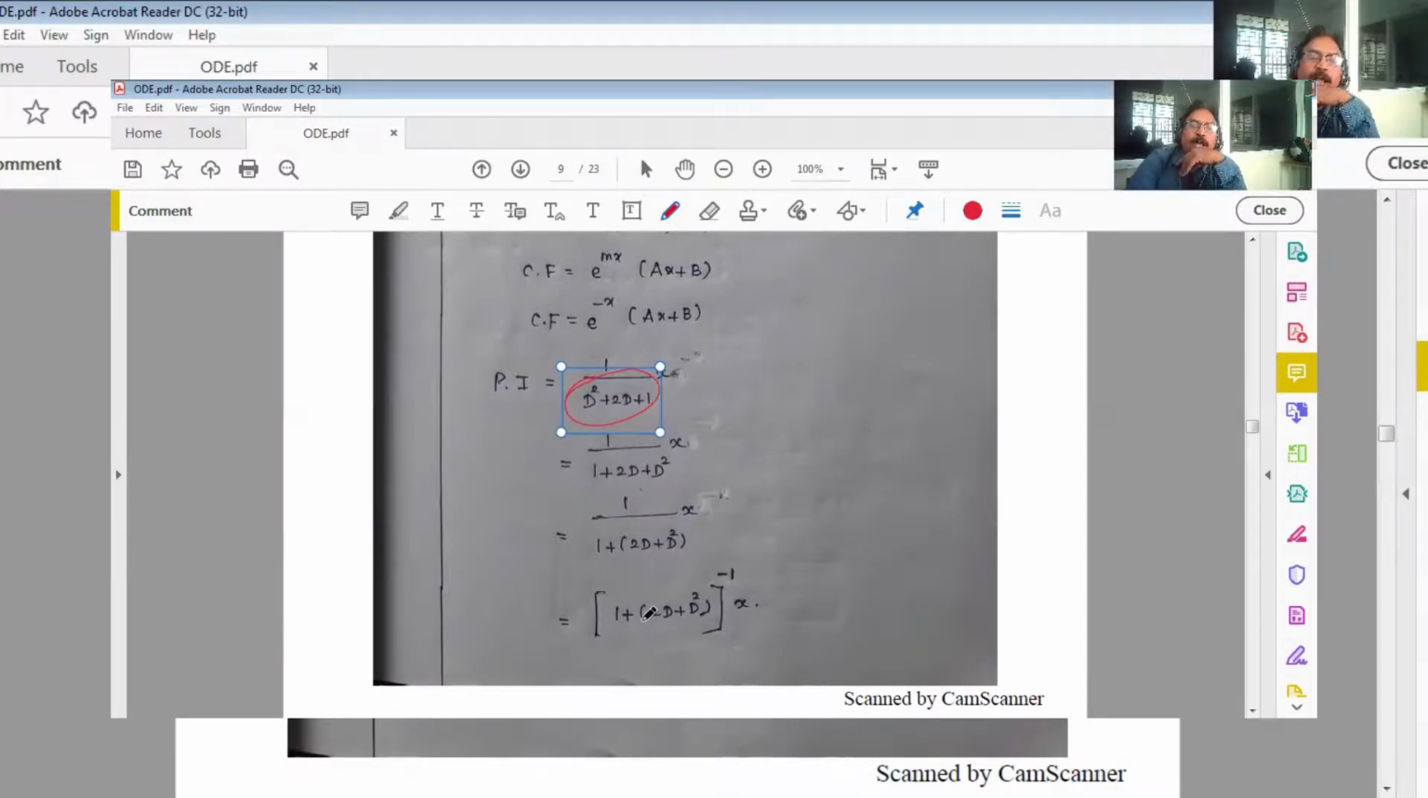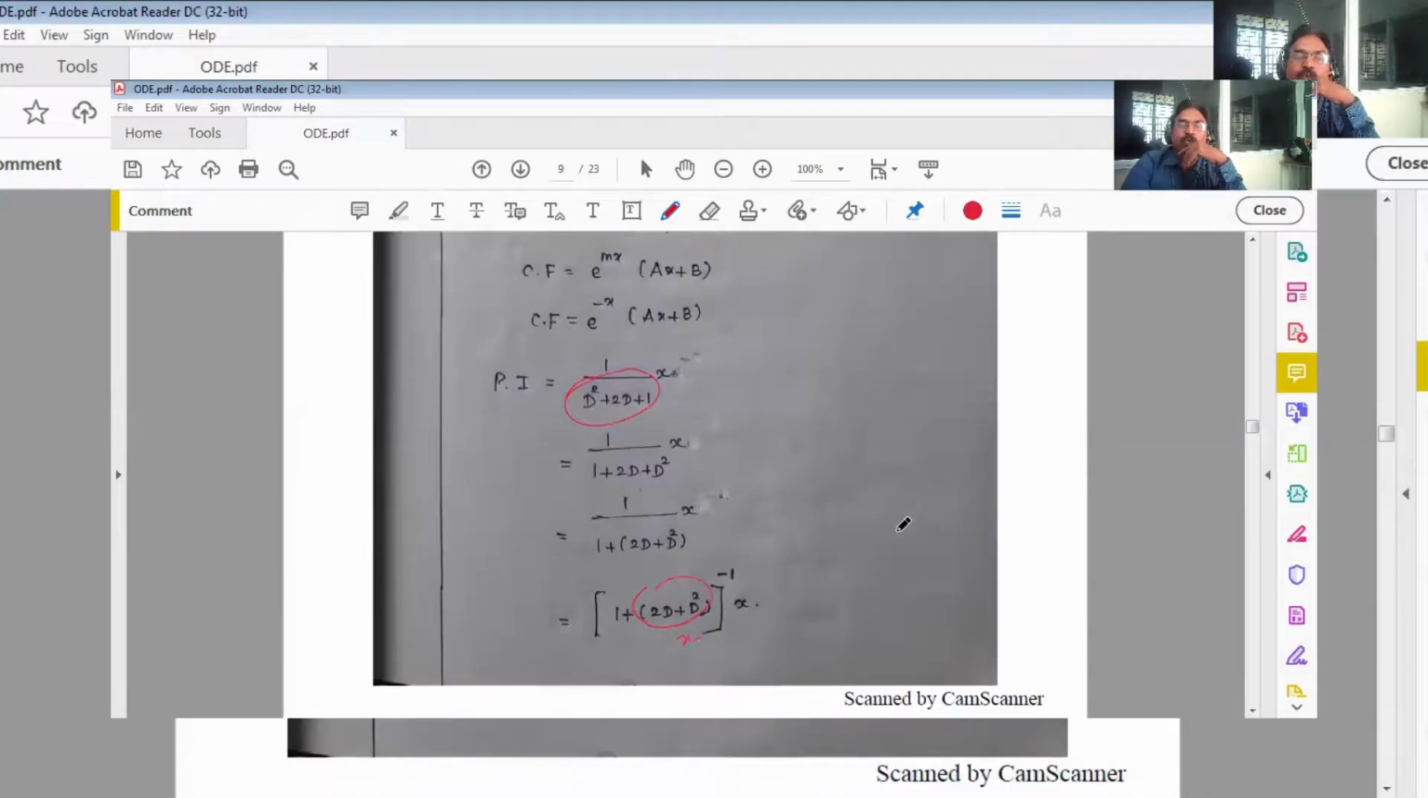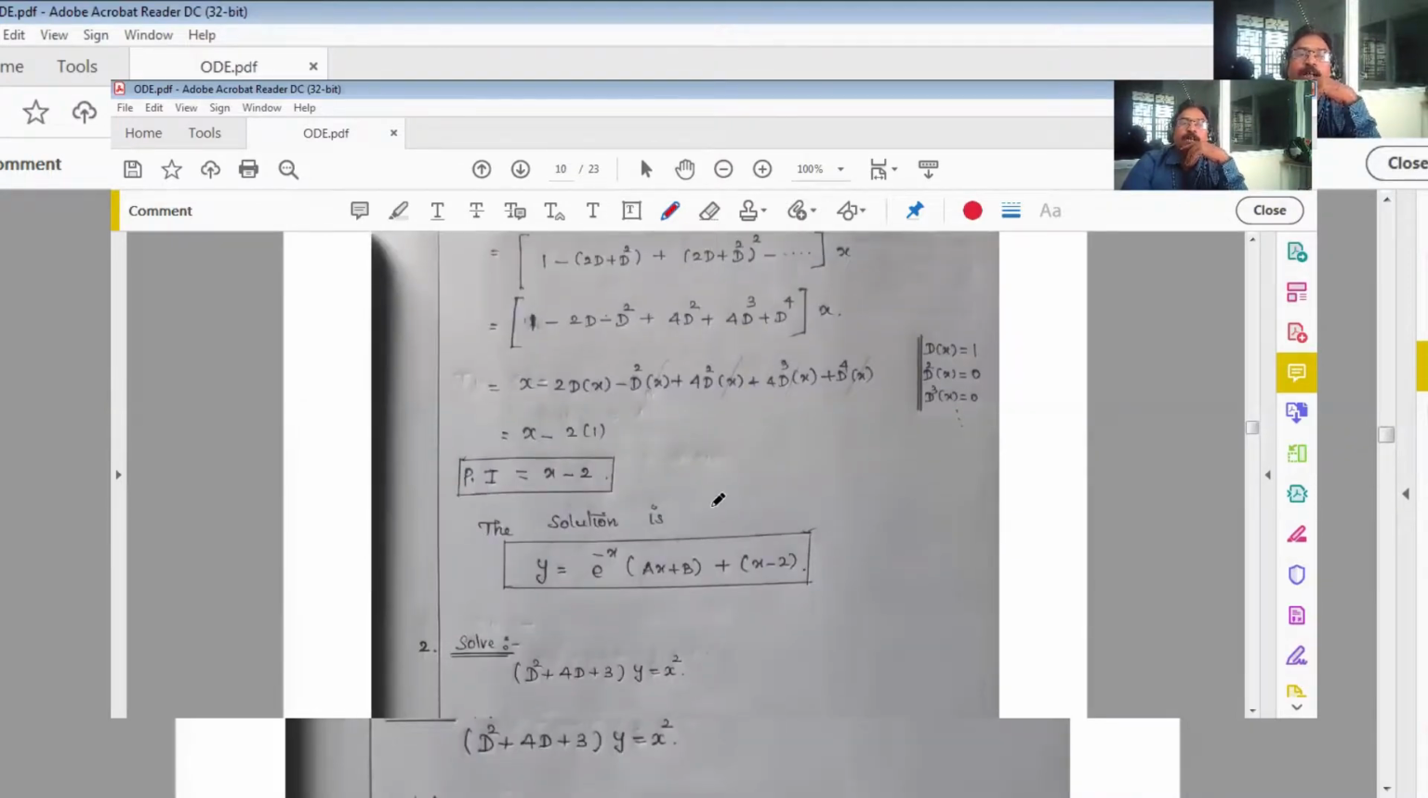Okay, now you treat this as 1 plus x. This is x. You differentiate and then you put x. You expand in series. See here, differentiation of x is 1. D square is 0. So here we can eradicate this d square. 1 minus 2d plus 4d square.